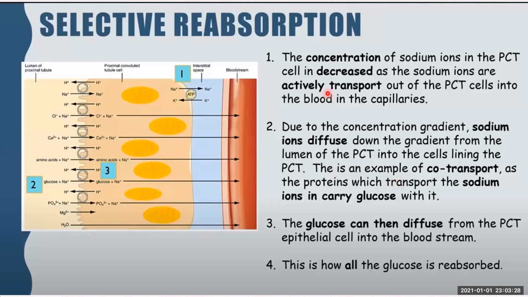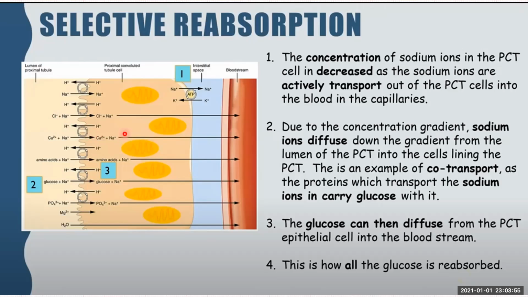Just to review, the concentration of sodium ions in the PCT cells is decreased, right? Because the sodium ions are actively transported out of the PCT cells into the blood in the capillaries. Now, due to the concentration gradient, sodium ions diffuse down the gradient from the lumen of the PCT into the cells lining the PCT. This is an example of co-transport, because the proteins which transport the sodium ions are also carrying along with them glucose as well as amino acid.